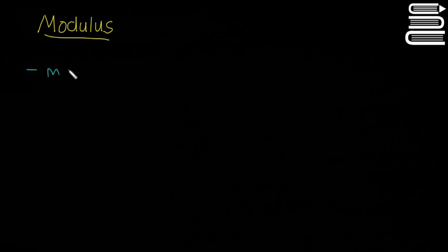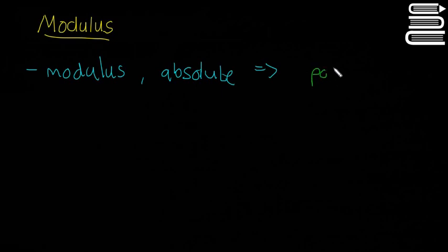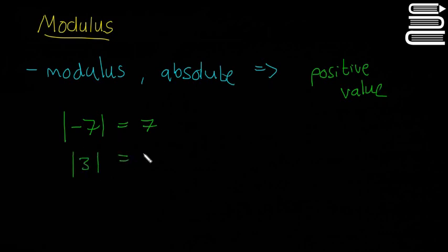So the modulus, or the absolute value. It basically just means the positive value. If you take the modulus, or the absolute, of something, you just take the positive value of it. For example, the modulus of -7, so that's what those symbols mean, the two lines on either side, is equal to +7. Also, the modulus of 3 is equal to +3. So it always changes it to the positive. If it's already positive, it stays positive.